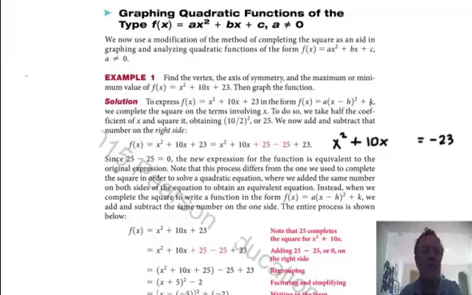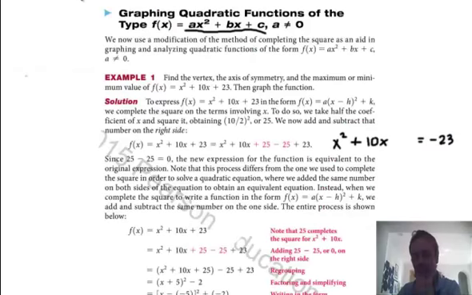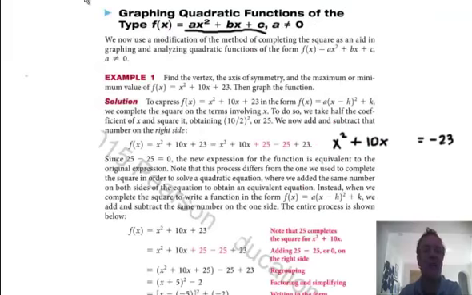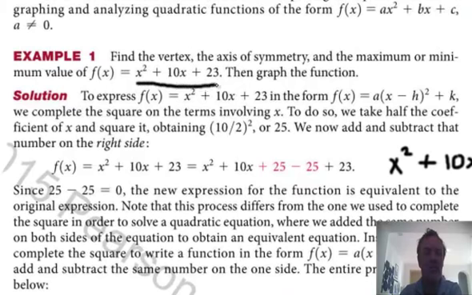Right, graphing the standard form, ax squared plus bx plus c, as opposed to this form. Now, what we need to do here, if we can't factor it and want to change it to look like this, is complete the square. So here's an example right here.